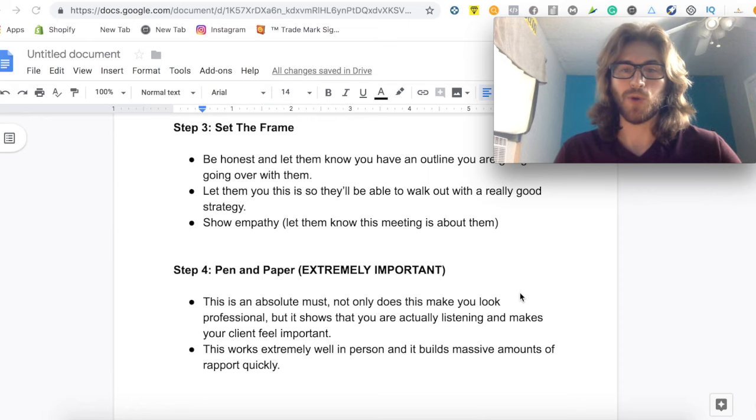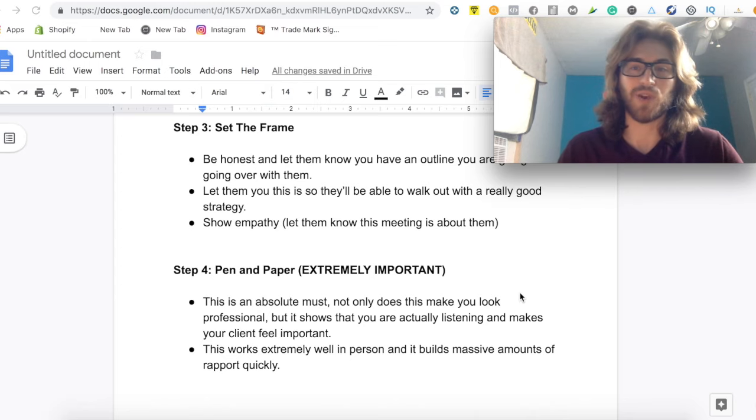And step 4, what I did, this is extremely important, and it worked really well in my favor. I brought pen and paper. Actually, I got super organized. I had a little duffel bag I put my laptop in. I had a clipboard. I had pens. I was super prepared. But anyway, I took out this 5-subject notebook, and I brought out my pen.